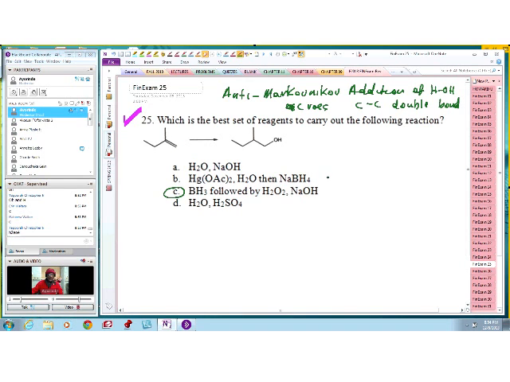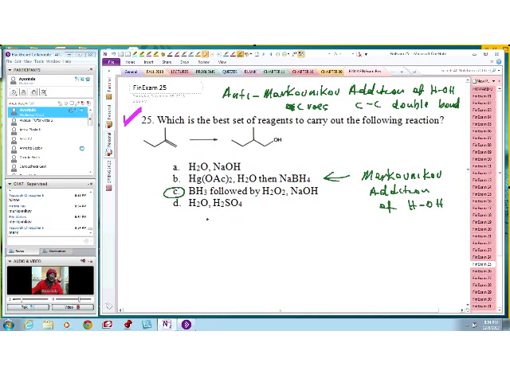Okay. Supposing we use this reagent here. What would that give you? Would it be Markovnikov or anti-Markovnikov addition of water? Exactly. This would be Markovnikov addition of water. That is what that reagent would do.